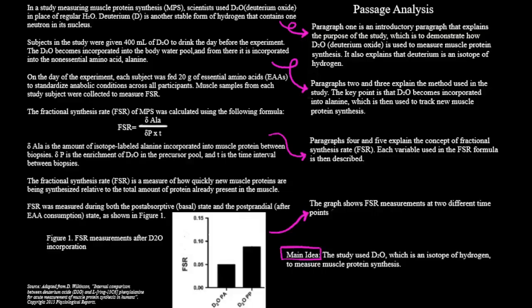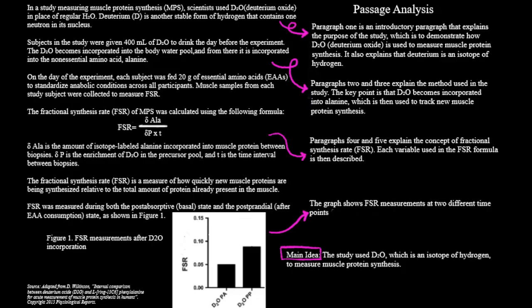So after you have worked through the passage by yourself, come back and let's analyze the passage. Here we're going to briefly review the passage and analyze its main components. The first paragraph serves as an introduction, which explains the purpose of the study. The purpose of the study is to measure muscle protein synthesis using D2O.